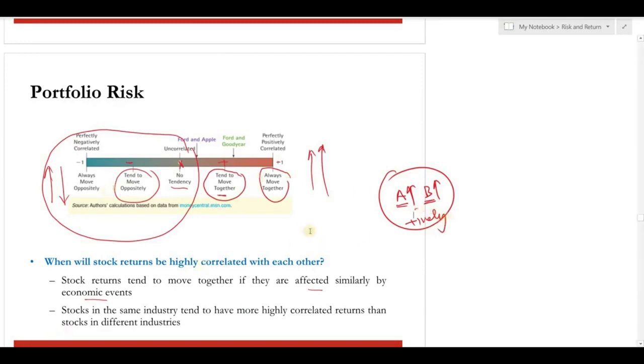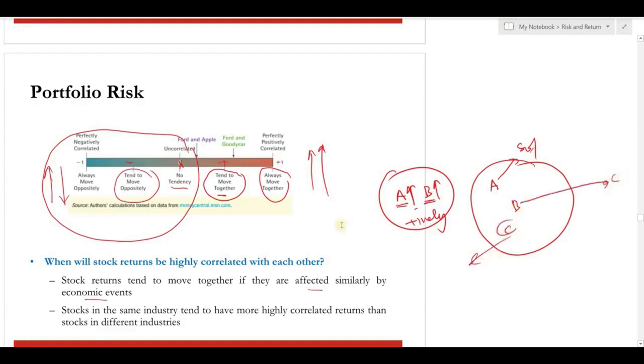So when we are making a portfolio, try to make a portfolio that has negative correlation, or add stocks from different industries. So A is, for instance, the software industry, then B maybe the cement industry, C the pharmaceutical industry. These portfolios are actually good, and they are very diversified.